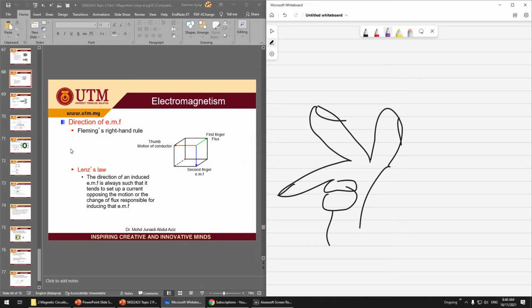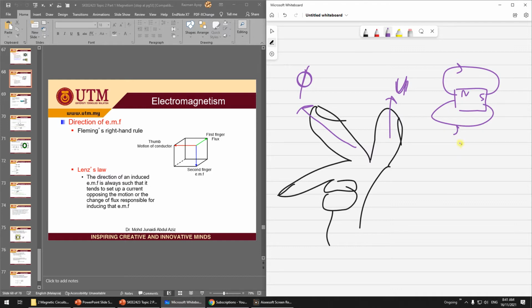How to use Fleming's right hand rule, I think I already showed you in the first lecture. This is the motion of the conductor, which is U. This is the flux direction. Remember, flux direction is from north to south when it is outside. Recall and remember this one. If flux goes into the paper, and you have something like this, it means out of the paper. So make sure you know the direction.